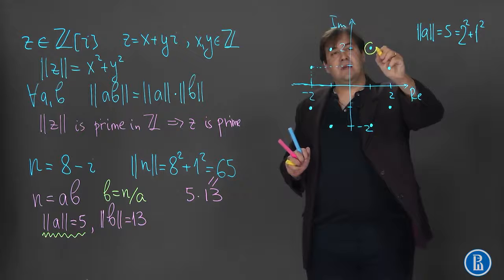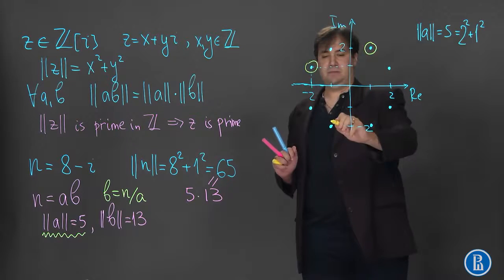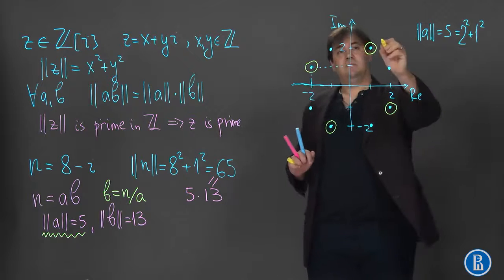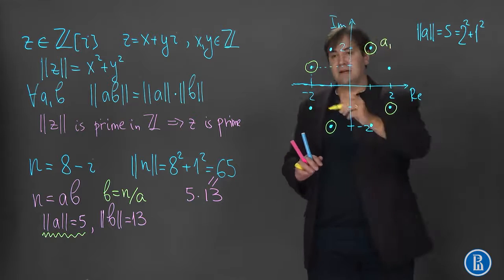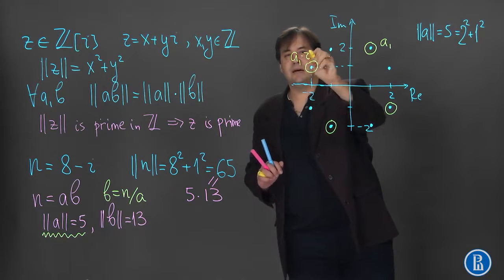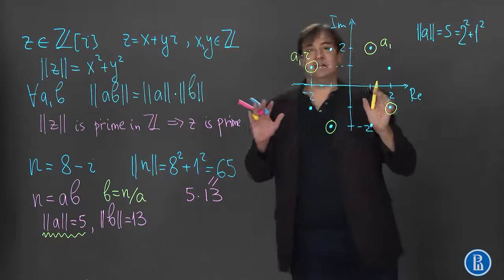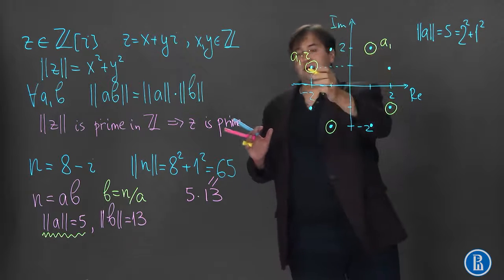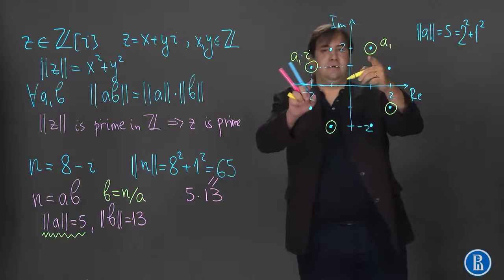Actually, these 4 complex integers, and this... well, if we denote this one by A1, then this one here is equal to A1 multiplied by i, which means that if any complex integer is divisible by A1, then it is also at the same time divisible by A1 multiplied by i. These 2 elements are associated.